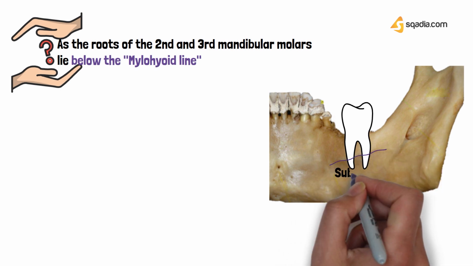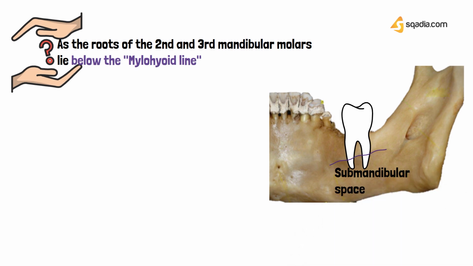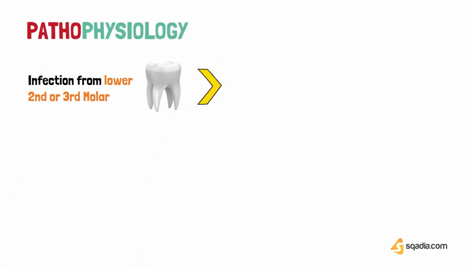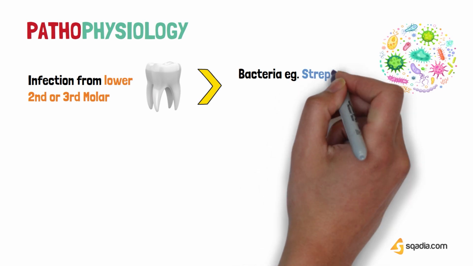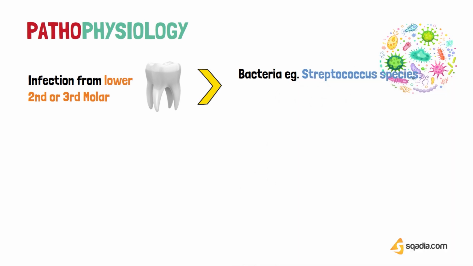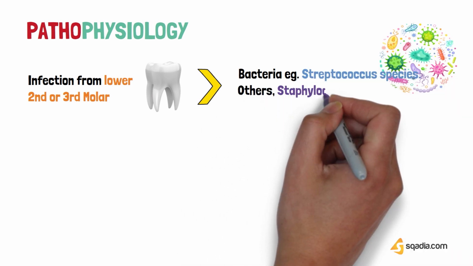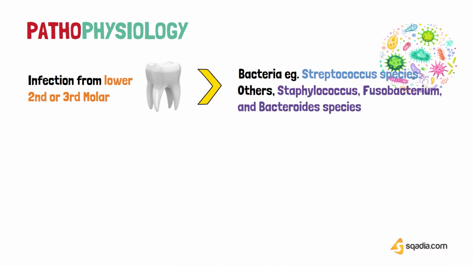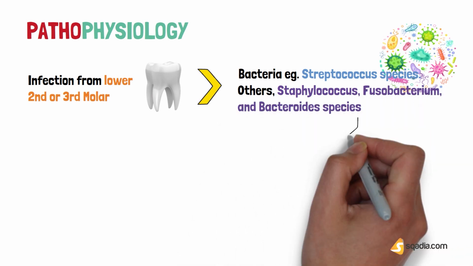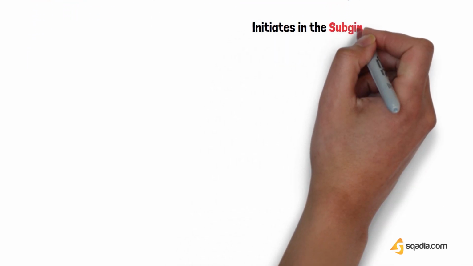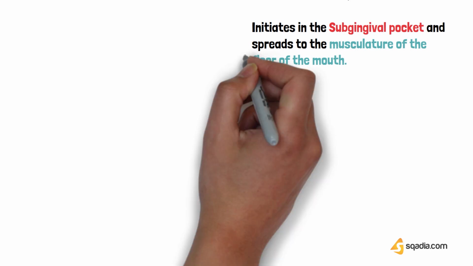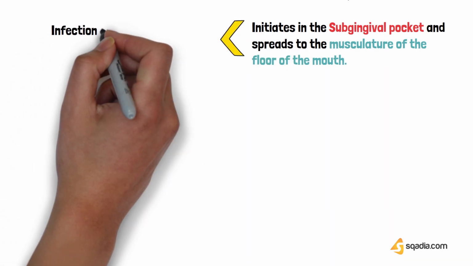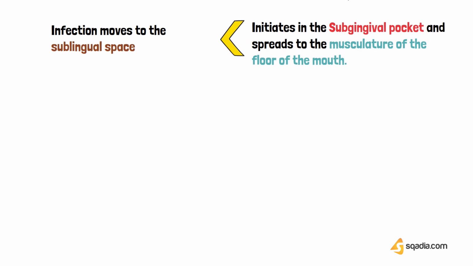When this happens, the submandibular space is more prone to getting the infection as compared to the rest of the spaces. Usually the bacteria involved in Ludwig's angina is the Streptococcus species, but there are some other bacteria like Staphylococcus, Fusobacterium, and Bacteroides species. The infection initiates in the subgingival pocket, and it spreads to the musculature of the floor of the mouth. Eventually, this enters the sublingual space.